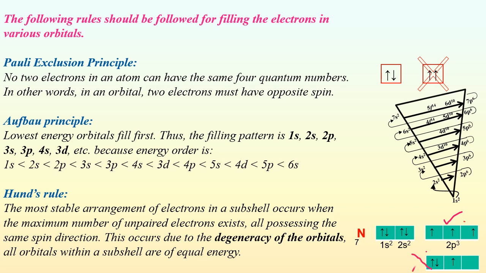So what is Hund's rule? Hund's rule says if there is an empty orbital available, electrons will stay separate with the same spin. Again, if empty orbitals are available, then electrons will prefer to stay separate with the same spin rather than stay together with opposite spin.